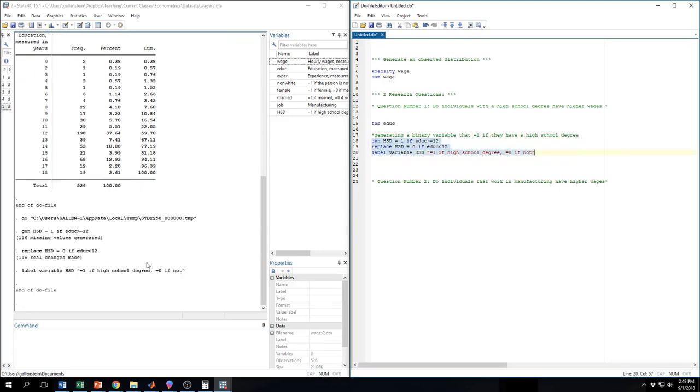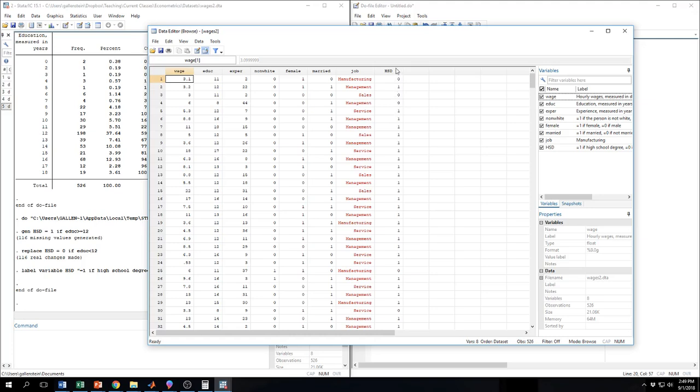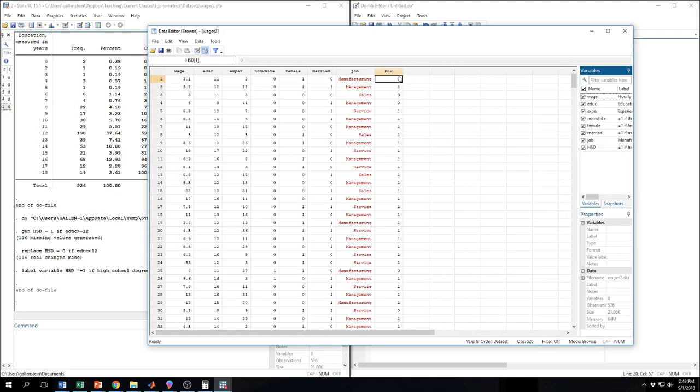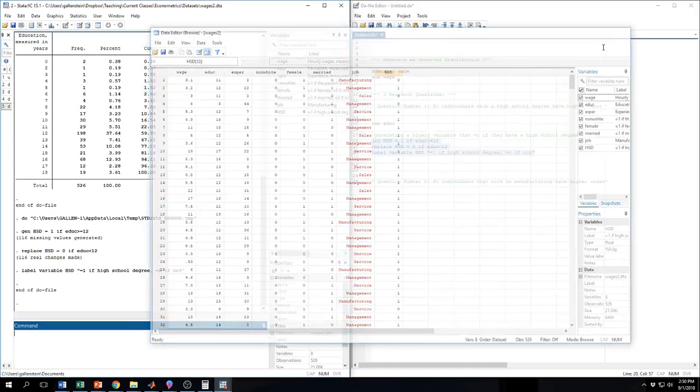Boom, generated the variable. We can even open up our data set and take a look. HSD, all right, our brand new variable. We can look at our label over here. Okay, great. Equals 1 if they have a high school degree, equals 0 if not. Excellent. So here's our variable. This person doesn't have a high school degree. This person does. This person doesn't. This person doesn't. This person does. Okay, this is great. We've got our variable. Excellent.